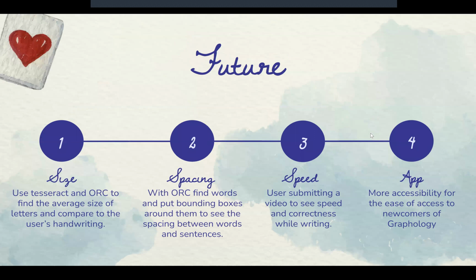The future for this is adding more graphology basics like size, spacing, and speed, as we needed to use OCR to find the individual letters and see if that letter corresponds to the average size, or take all the letters on the page and see if they make up a word, and then we can see the difference between the two words. Because currently there is no way we can check if our word is a word or just a really close letter. There's also speed, which just takes in a video file and then sees how fast the person is writing.